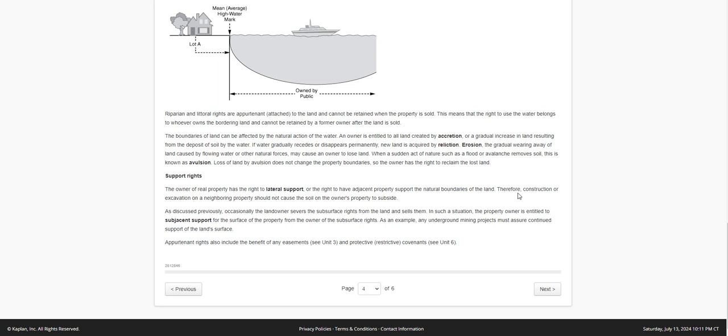And then you have what is called accretion. This is what we talked about earlier. The boundaries of land can be affected by natural action of the water, like accretion. Land created by accretion is a gradual increase in land from the deposit of soil. If the water gradually recedes or disappears permanently, new land is acquired by reliction. Reliction is basically the increase in land due to receding water. So your property line might grow and get smaller. Your land might get bigger.